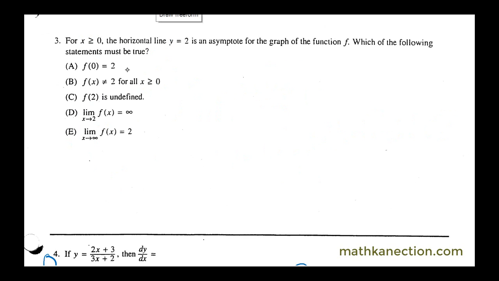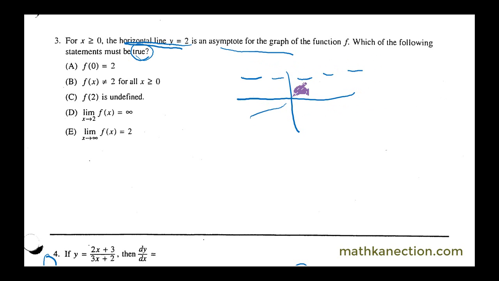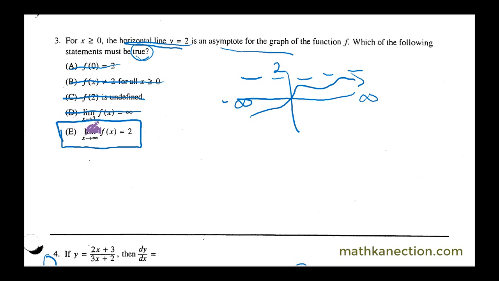For problem number 3, we're looking for which of the following statements are going to be true. We know we have a horizontal line that's going to be an asymptote for the graph of f. So if you just kind of imagine that graph of f having a horizontal asymptote at that number 2. Okay, horizontal asymptote means as x heads towards infinity, the graph is going to go towards the number 2, or as x heads towards negative infinity, the graph might be coming up towards the number 2. So I'm going to be looking for that as one of my statements. f of 0 equals 2, not that one, not that one. As x heads towards 2, nope. As x heads towards infinity, f of x is equal to 2, so it's letter E.